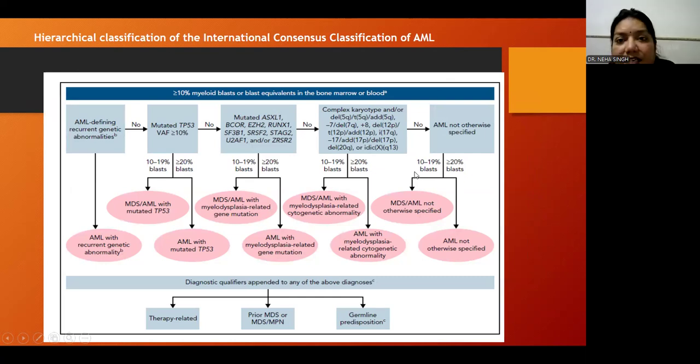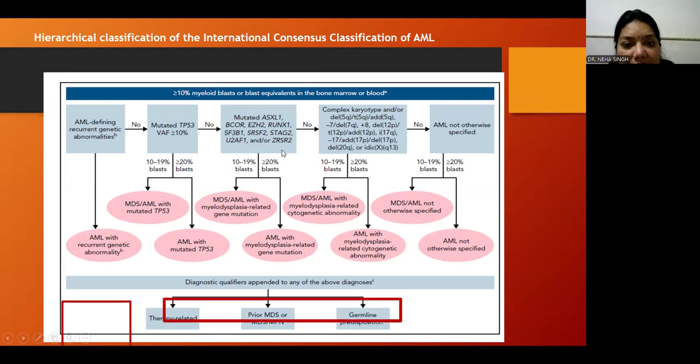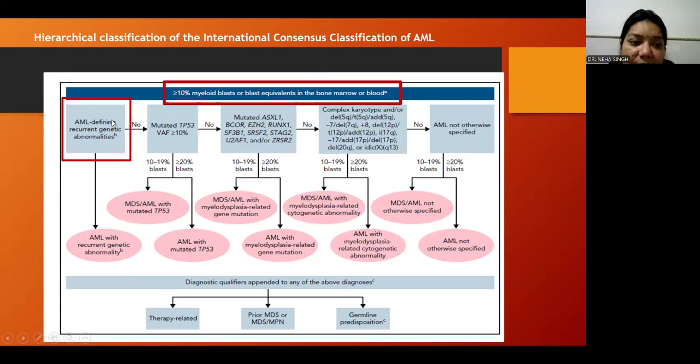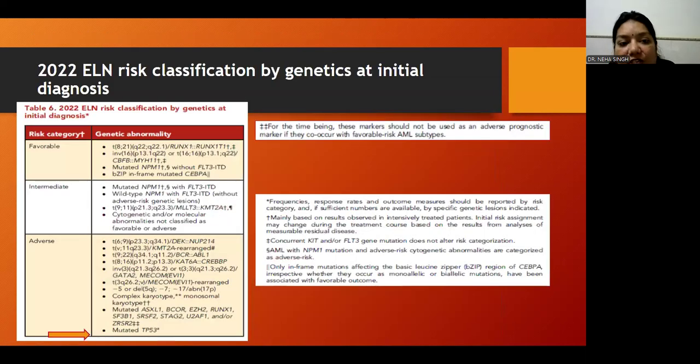ICC, the International Consensus Classification of AML, which talks about the hierarchy. They say that AML with defining recurrent genetic abnormalities will take precedence over all other entities. So this case falls here because it is NPM1 mutated. So it will get preference over the SRSF2 mutation. So you label this case as AML with NPM1 mutation.